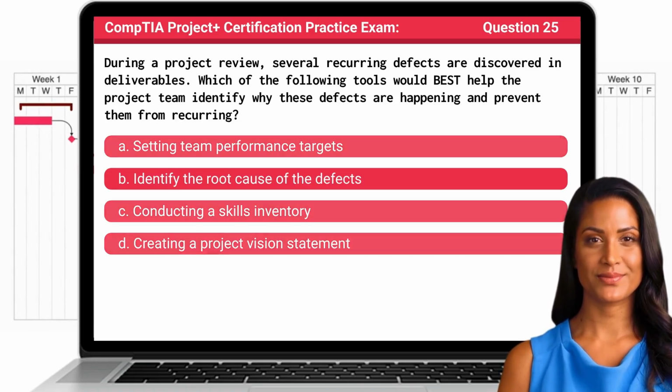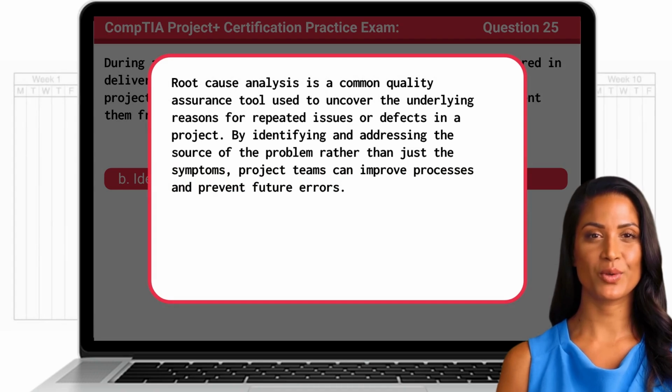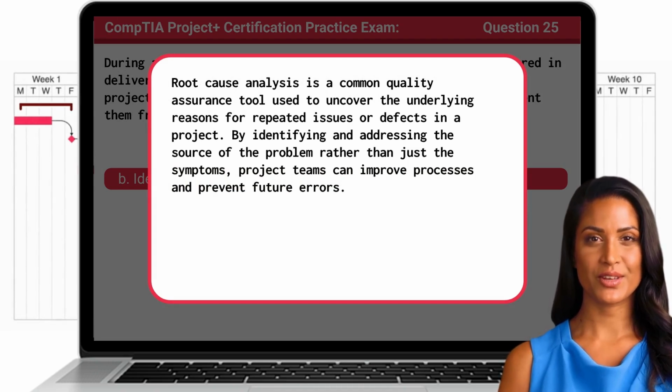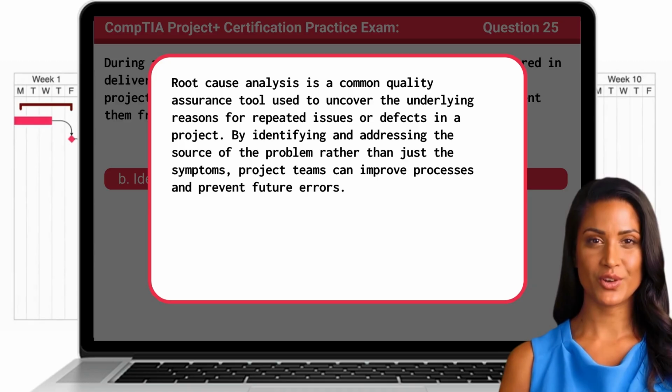The answer is B. Identify the root cause of the defects. Root cause analysis is a common quality assurance tool used to uncover the underlying reasons for repeated issues or defects in a project. By identifying and addressing the source of the problem rather than just the symptoms, project teams can improve processes and prevent future errors.